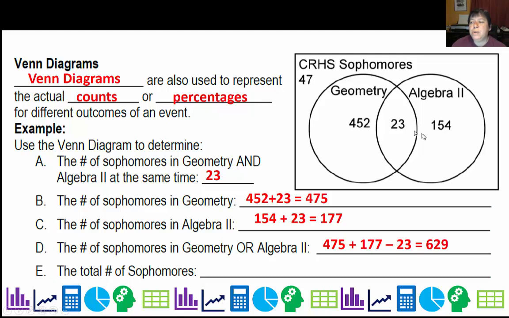Now, if I wanted to know the total number of sophomores, that would be 629, and I want to teach you how to read this number. That's 47 who are not in geometry or algebra 2. They could be in calculus, pre-cal, or some other math. So for that one, I just have to add those 47 to the total that I have here.